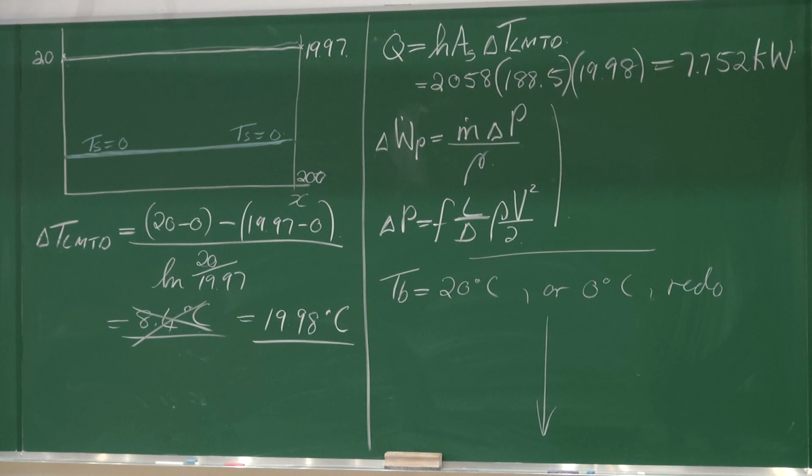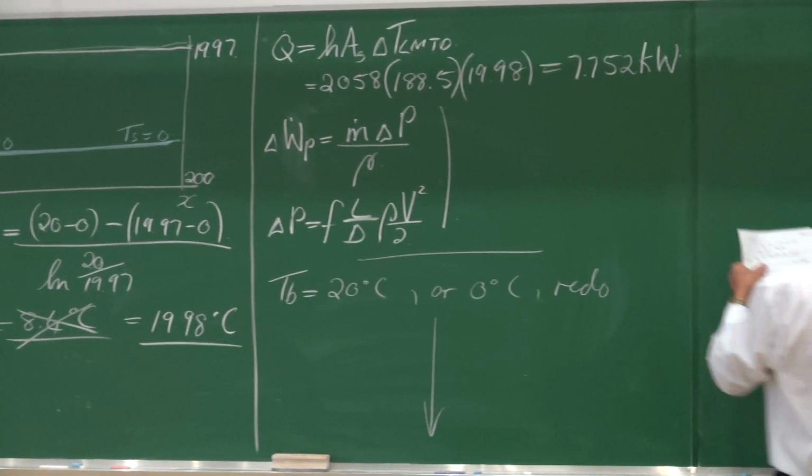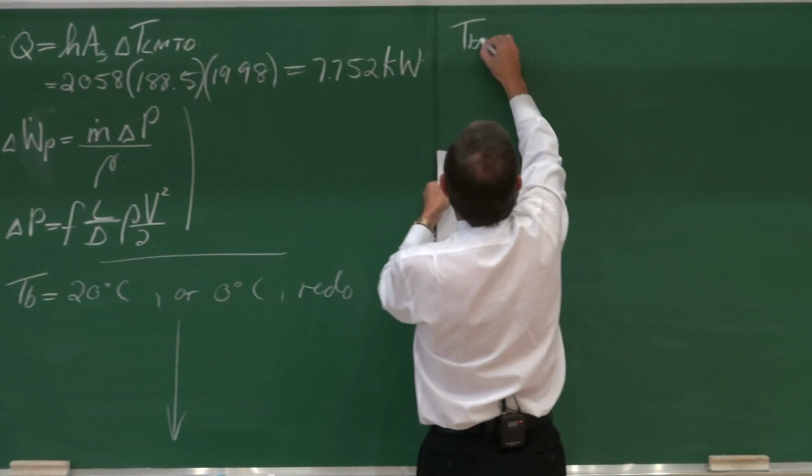Okay, so let's do this problem the right way. Let's restart and redo it. I'm not going to write out everything. I'm just going to give you the answers of the calculations because you can go and do it at home. So what I'm going to do now is assume a bulk temperature of 20.